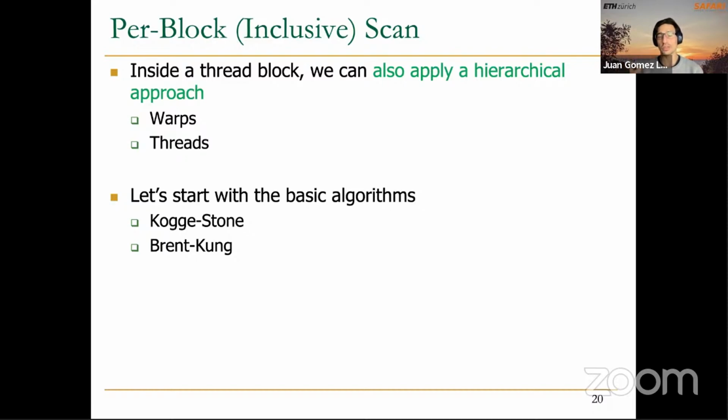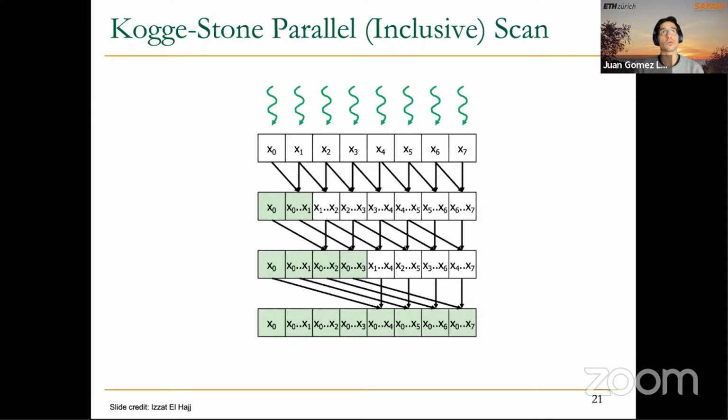And there are two basic algorithms. There are more actually, but two important ones that we are going to introduce in today's lecture are Kogge-Stone and Brent-Kung. So let's start with the first one, with the Kogge-Stone parallel inclusive scan that you can see in this slide. So we start with an input array. In this case, our input array is very short, as you see, only 8 elements.